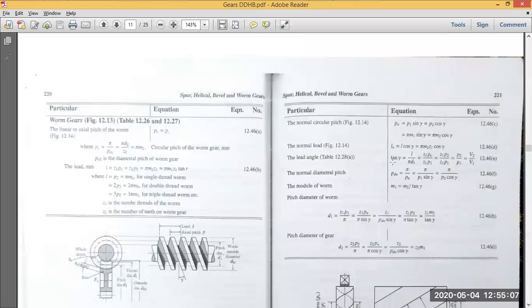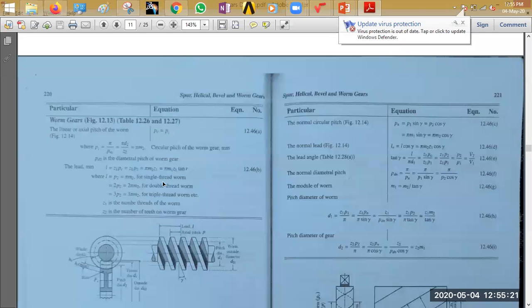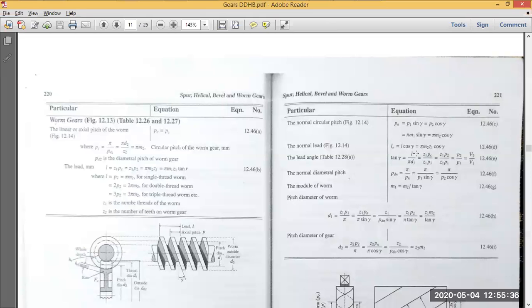Here you see you have tan gamma as L by pi d1. L again is given here. Let's say m2 z1 was the second module here. I don't know what M2 is yet, so we'll just insert this as m z1 here. So pi gets cancelled, and m z1 by d1 will remain. I hope you got it.